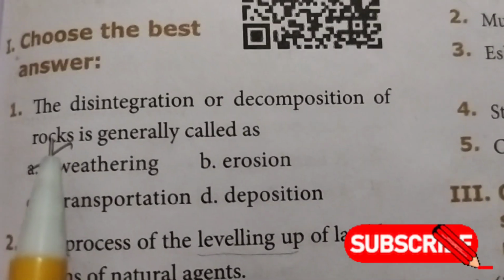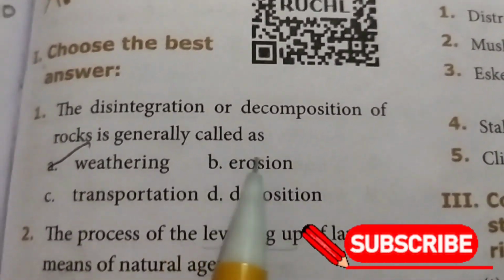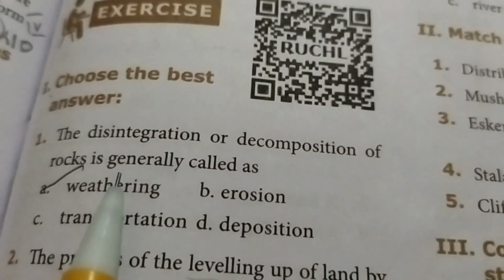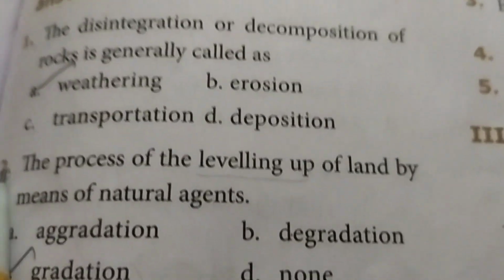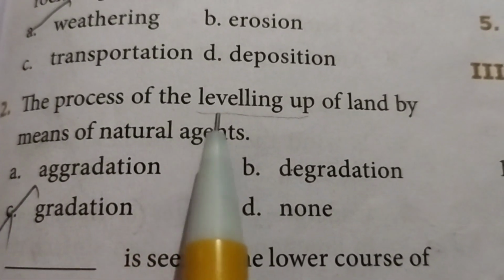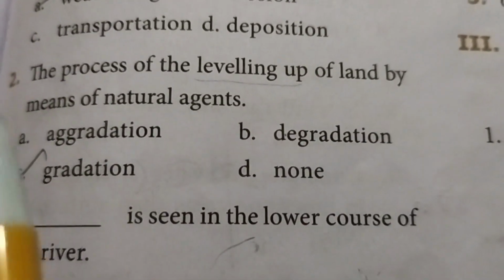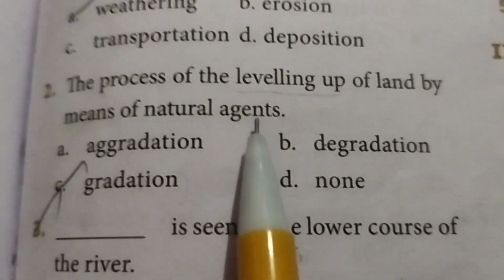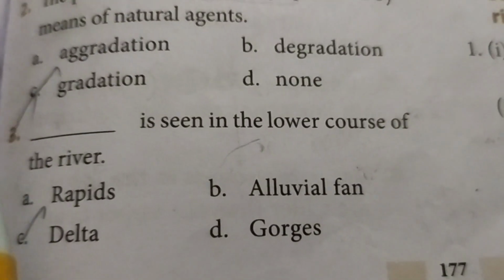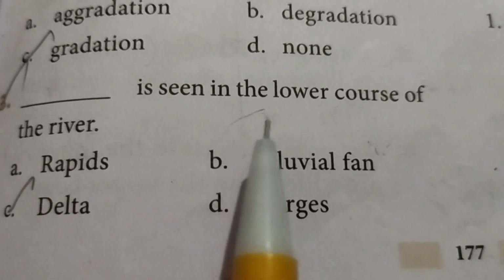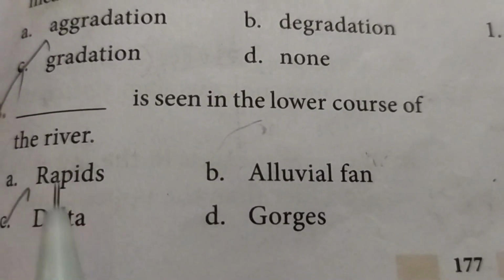First one, the disintegration or decomposition of rocks is generally called as, option A, answer: weathering. Second one, the process of leveling up of land by means of natural agents. Answer option C, gradation. Third one, dash is seen in the lower course of the river. Option C, delta.